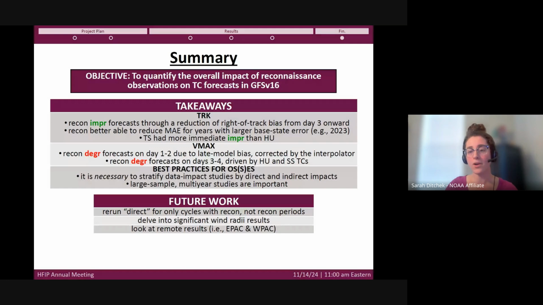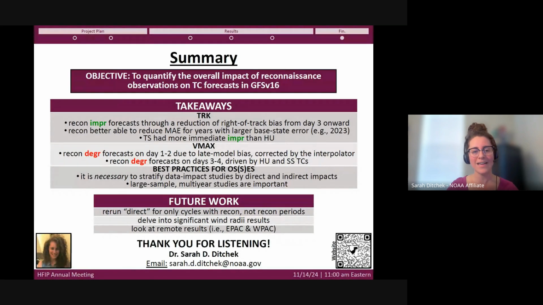Next. So for future work, I'm going to be rerunning the direct sample for only those individual cycles with Recon instead of Recon periods, as I showed here. That'll get even a more precise analysis and assessment of the impact of Recon on TC forecasts. I'm also going to be delving into significant wind radii results. So I didn't show it today, but when looking at those results, the Recon interestingly led to direct improvement in R64 forecasts. And then finally, I do want to look at the remote impacts of Recon on TC forecasts from those TCs in other basins that I didn't talk about today, the East Pac and the West Pac. And next slide, my last little pop-up here is thank you so much for listening. Looking forward to taking questions later.